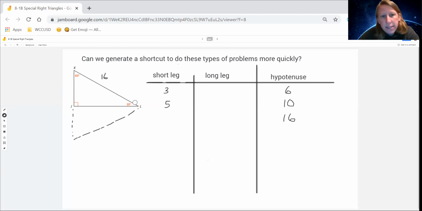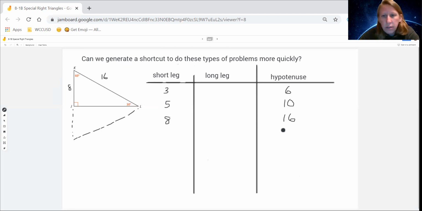If this is 16, this is 16, this whole thing is 16. So what's KJ? What's the short leg? The short leg is half. It's 8. So I could give you the hypotenuse. You could take half, and that would tell you the short leg.